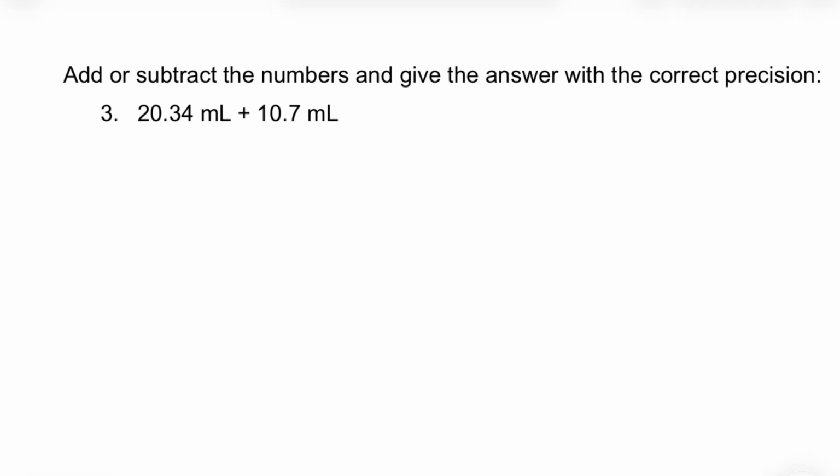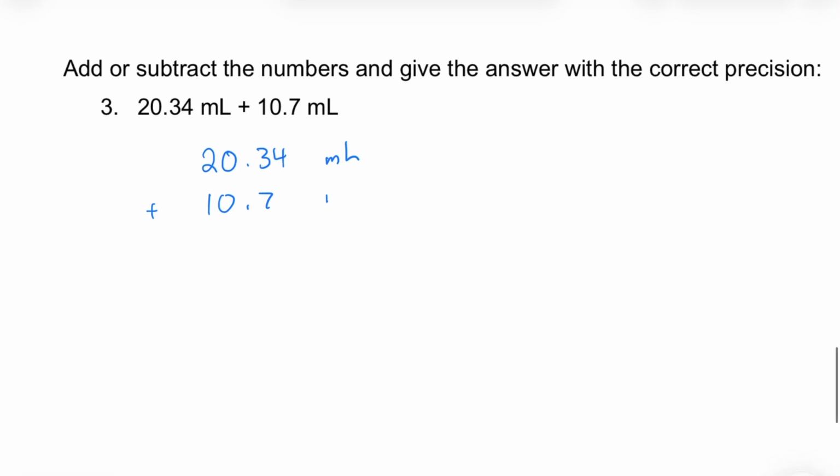And finally, let's add or subtract. Again, we're only adding these two numbers. So we've got 20.34 milliliters, and we're going to add to that 10.7. Look at me, I'm trying to add more precision to this number. That's just 10.7 milliliters. So if we add those two together, we would get 31.04 milliliters.